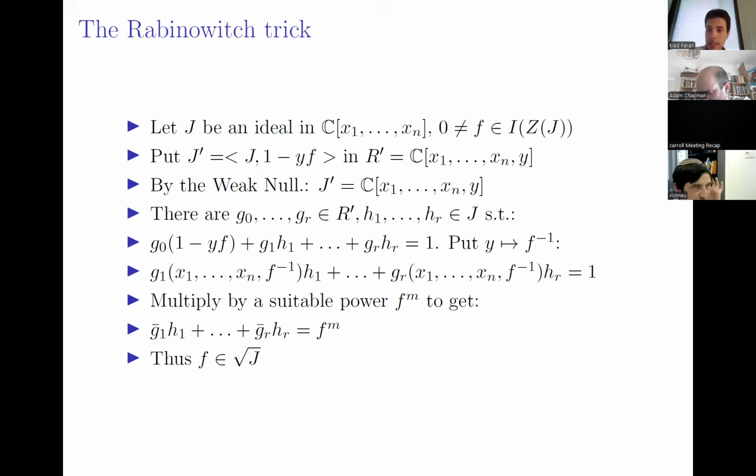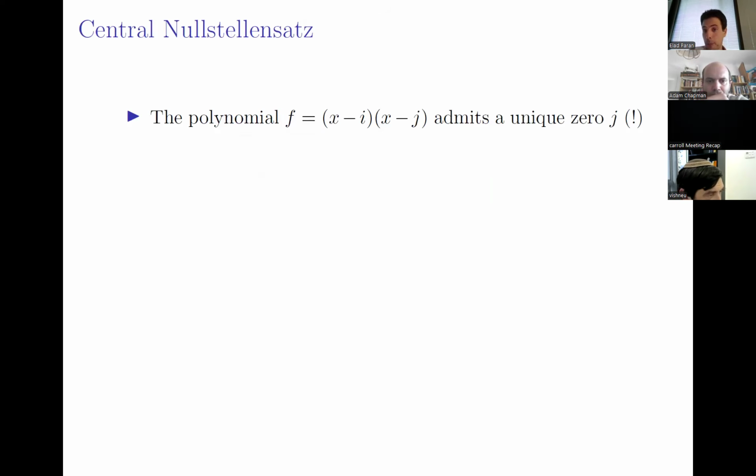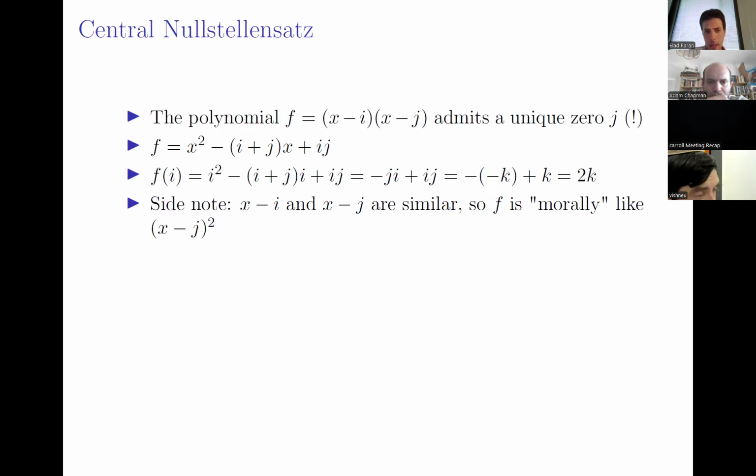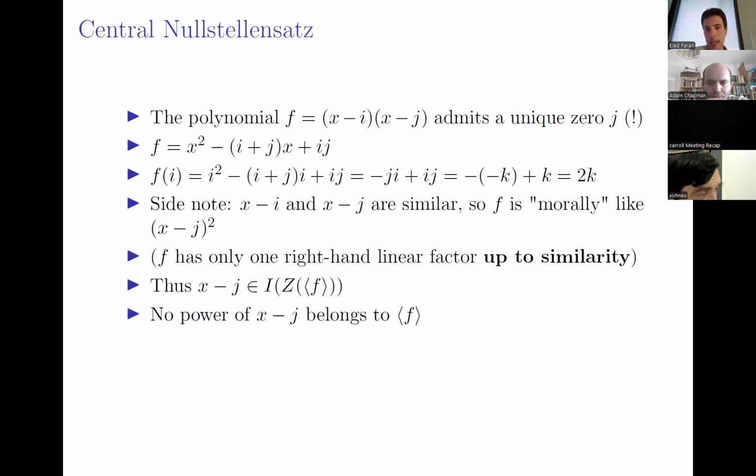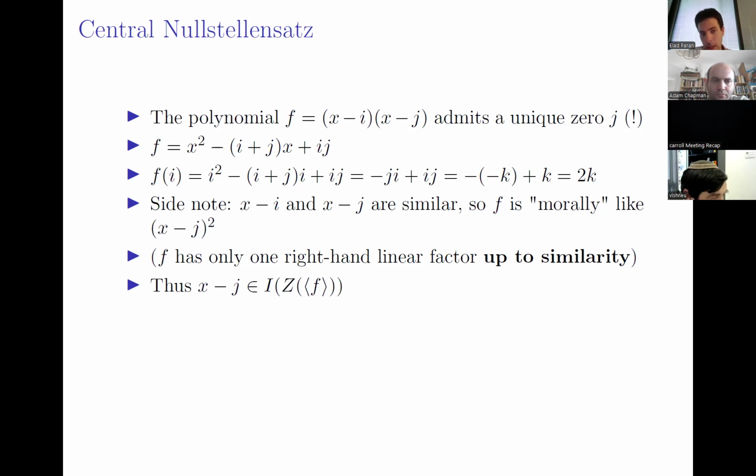And at first glance, this may seem like a technical problem, but it is not. It is actually a meaningful problem. And we can give you a concrete example of how the statement simply fails in dimension 1. Consider the polynomial we had in the beginning, xi minus xj. Then you can check that it admits a unique zero, namely j. So we saw this in the beginning. This polynomial does not vanish at i, but the only zero is j.